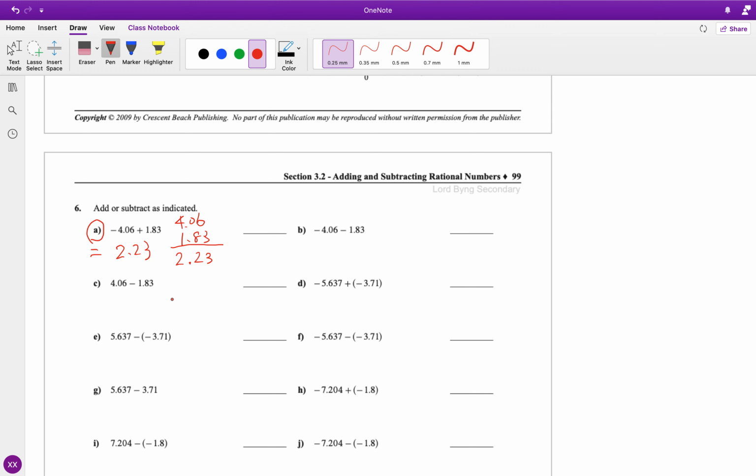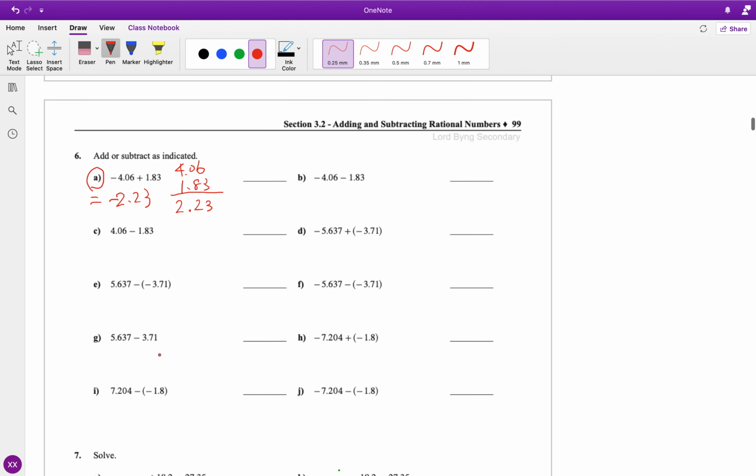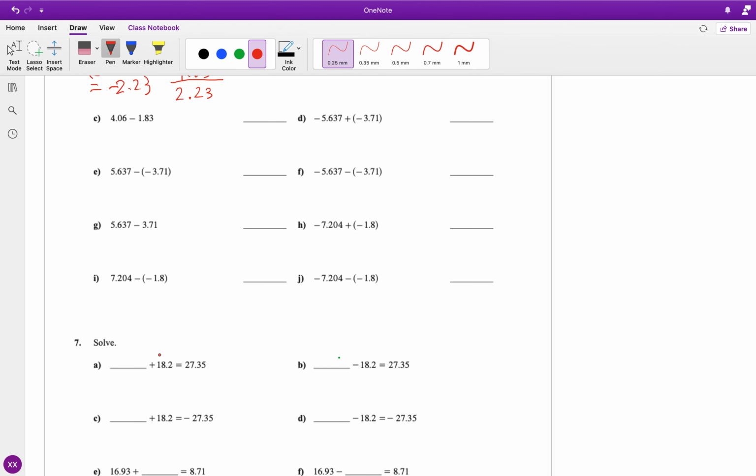However, next I have to pay attention to the sign. Which number is larger? This one is larger, so I take that negative sign. Bingo, that's done. There's nothing more I should even show. Okay, well then this one, add on this one.